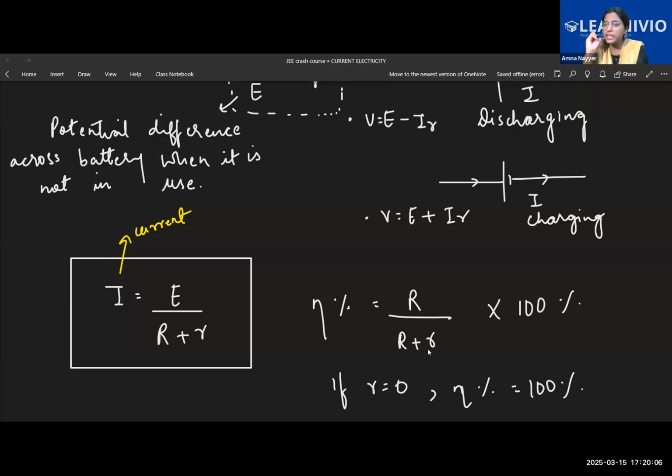If the internal resistance of the battery is 0, let's say small r is equal to 0, what will be the efficiency? If we make this term 0, R by R will get cancelled, meaning efficiency will be 100%. So remember that we get efficiency as 100% when the internal resistor is offering no resistance. This has come in the conceptual.